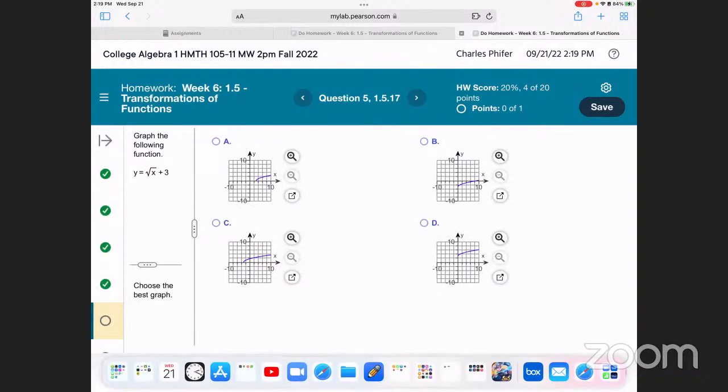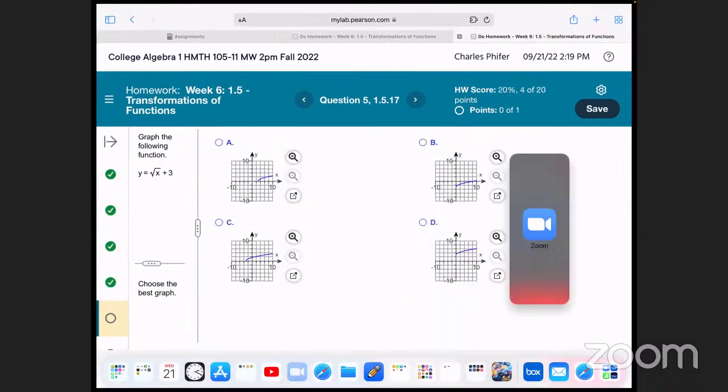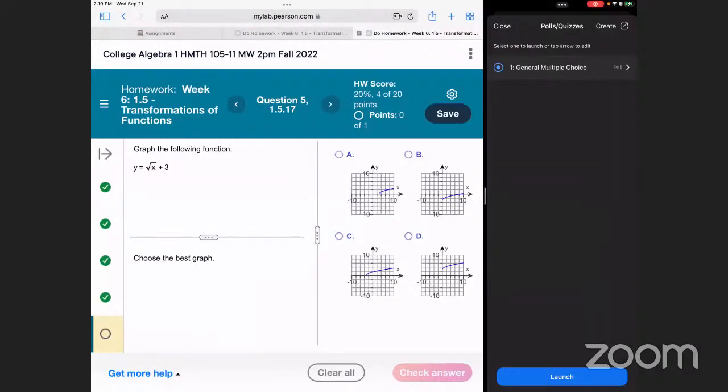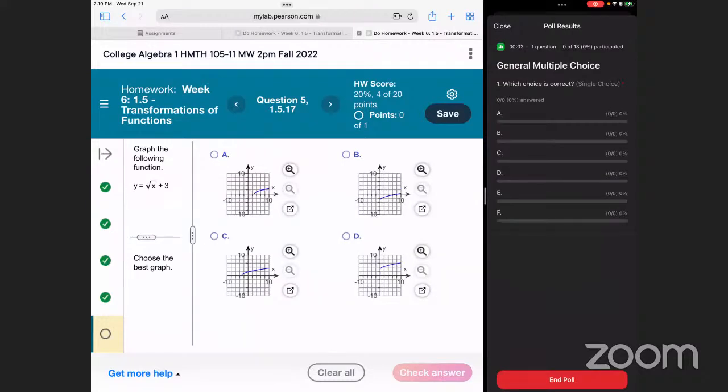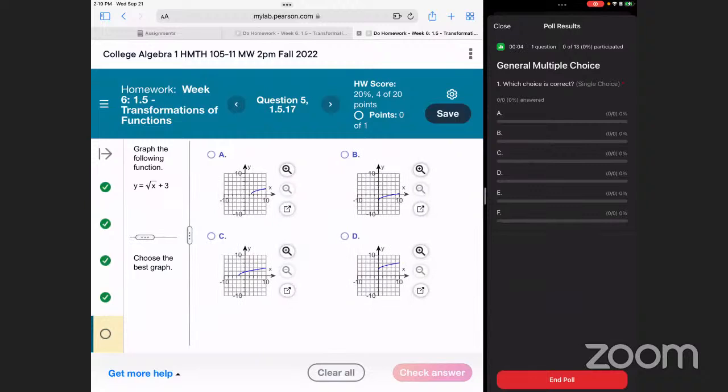This one. Okay, and let's start the poll. Okay, so we're asked to graph, right? So there is a poll. I can't select an answer until I get at least 30% participation. So in Zoom, you want to choose either A, B, C, or D, and we're asked to graph.